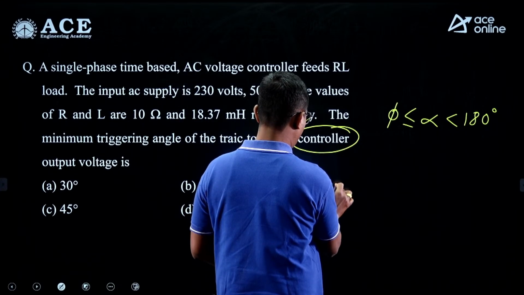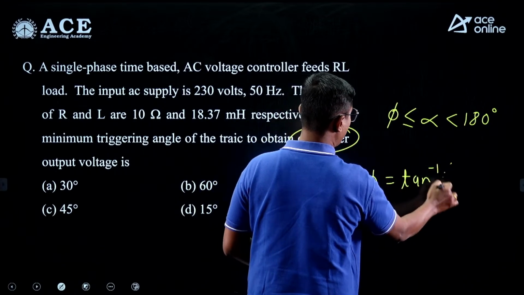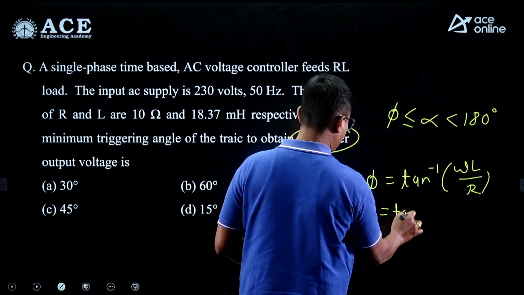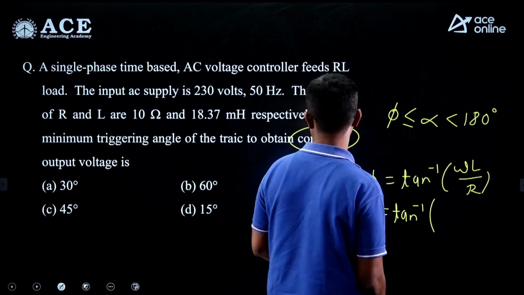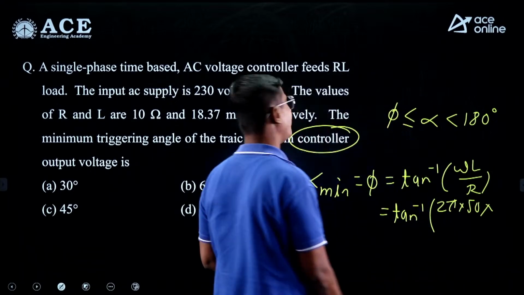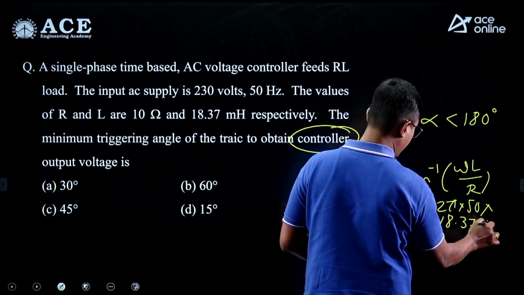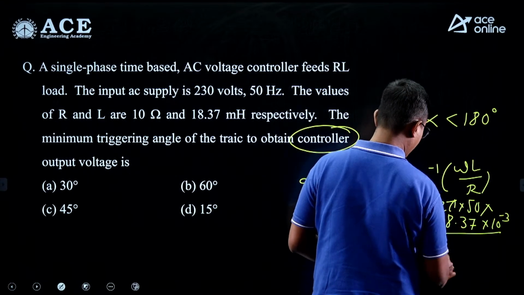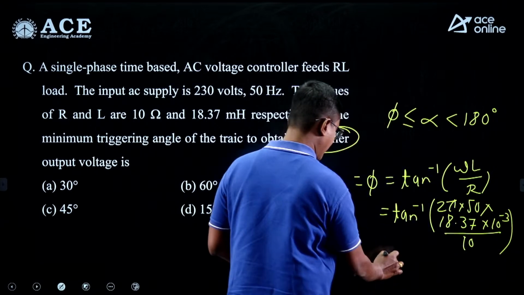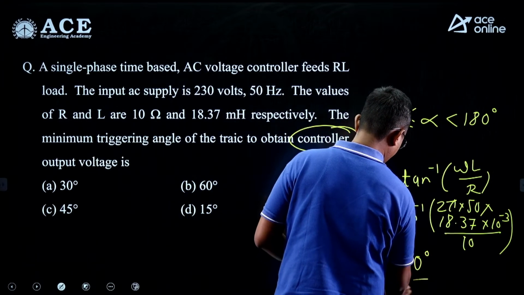So I can write here alpha min is equal to phi, and phi is equal to tan inverse of omega L by R. So it is equal to tan inverse of, put the values, omega is 2 pi into 50 into L is 18.37 millihenry into 10 to the power minus 3, divided by R is 10 ohm. If you simplify it, you will be getting it as 30 degree. So my alpha min is 30 degree.